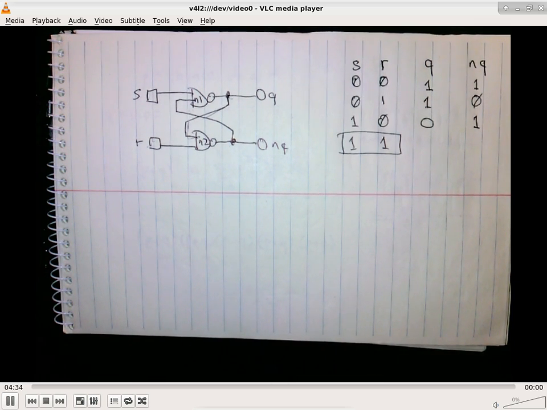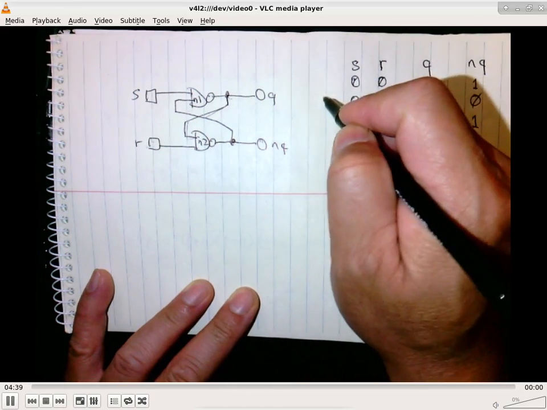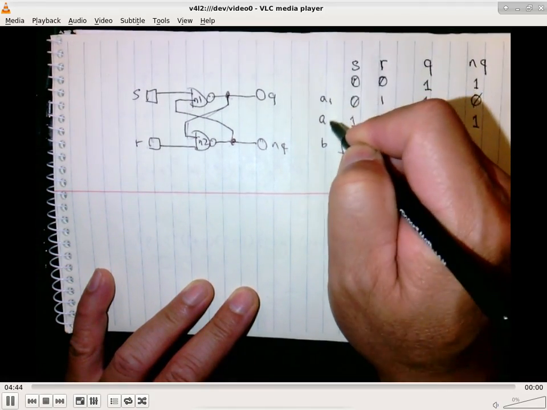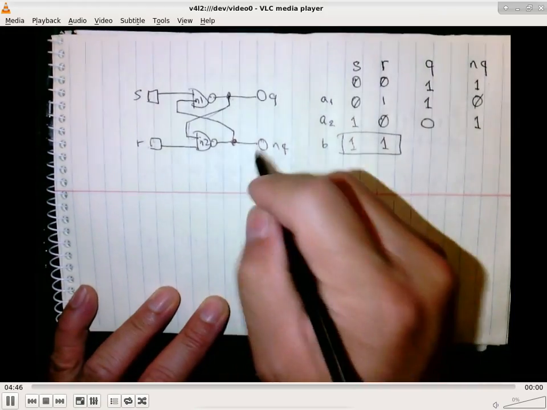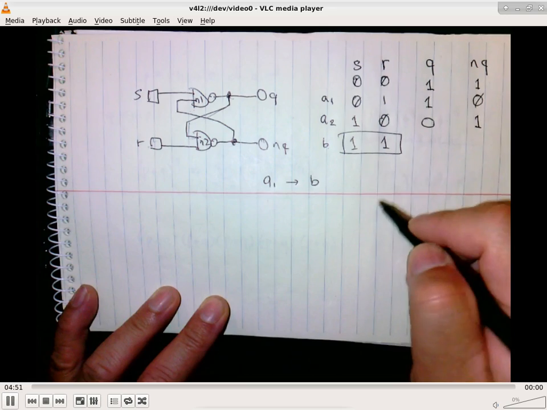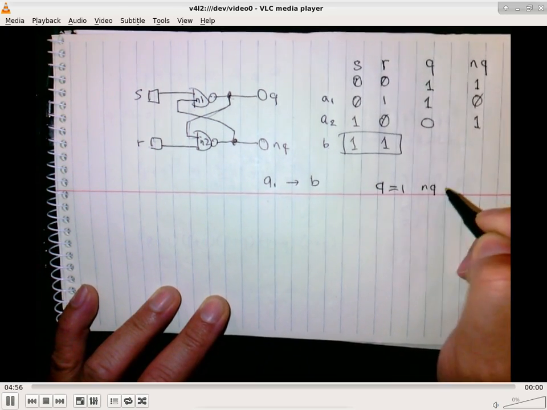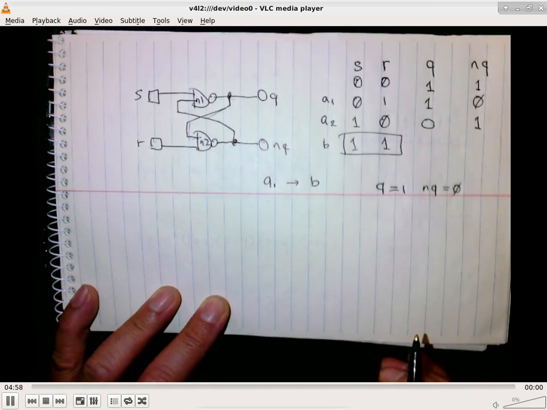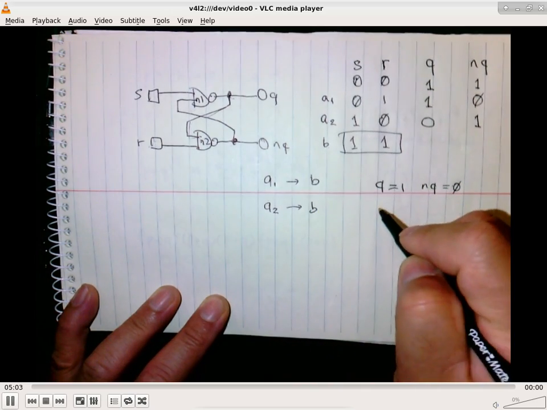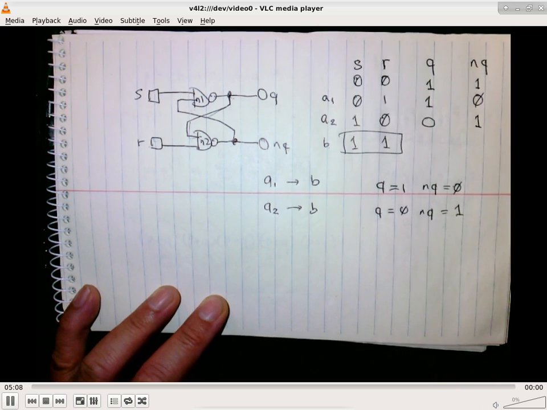Okay, let me say that one more time. If you perform, let me name these sequences. So this is A, this is A1, A2, and this is B. If the sequence is A1 and then B, that means it will retain the state: Q is going to be 1 and NQ is going to be 0. On the other hand, if your sequence is going from A2 to B, then Q is guaranteed to be a 0 and NQ is guaranteed to be a 1.